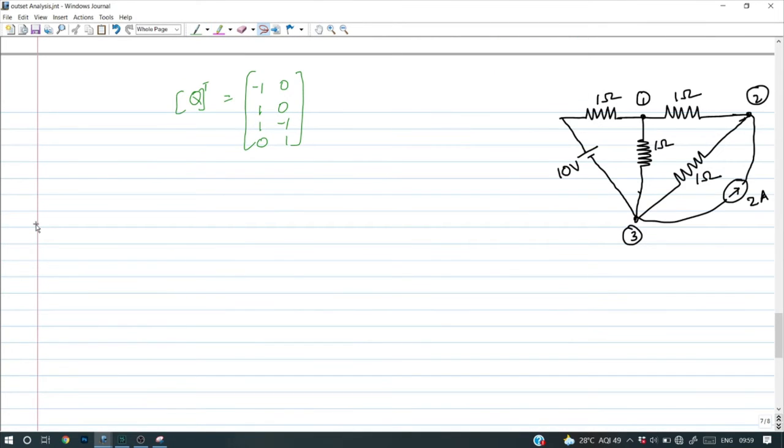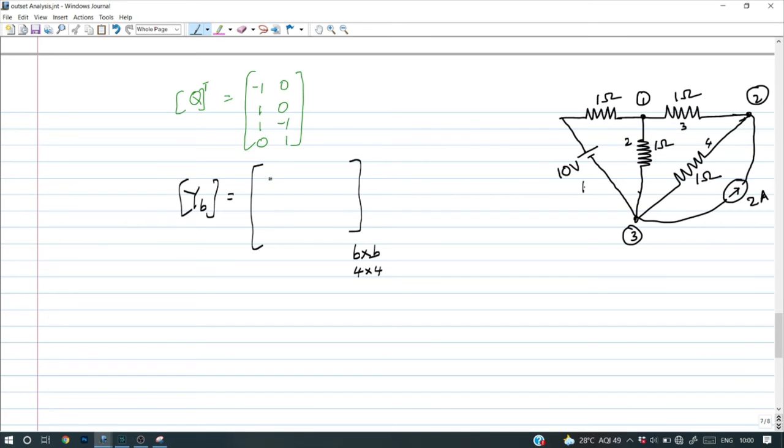So what is YB? Since all impedance or resistance values are 1 ohm, their reciprocal is also 1 mho. So YB we can write down. YB matrix is a diagonal matrix with size branch by branch. How many branches are there? 4 branches are there. So this matrix size is 4 by 4, which contains elements only on the diagonal. This is our first branch, this is our second branch, this is our third branch, and this is our fourth branch.